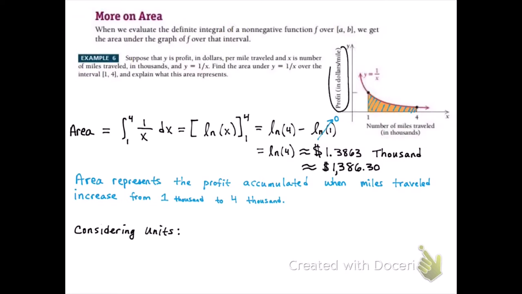Now remember, if it's kind of confusing to you what the units should be for the area, then just take the units from the vertical axis, which is profit measured in dollars per mile, the rate of change of the profit, and multiply that by the units for the horizontal axis, which is thousands of miles traveled. So we have dollars per mile times 1,000 miles. So the miles will cancel, and we'll just get thousands of dollars.